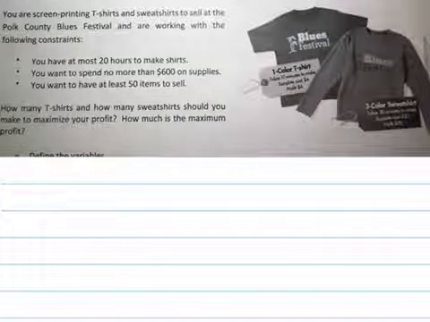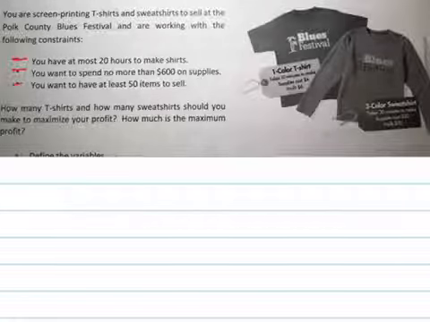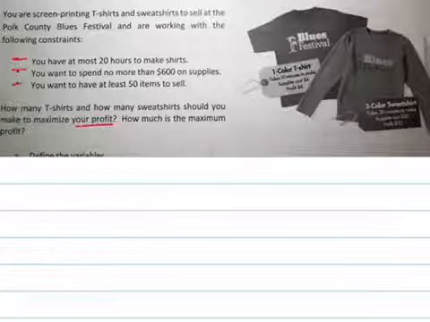Right, here's a classic linear programming problem. So what we need to do in linear programming, a quick review, is we're going to find constraints, and that's what these 3 bullet points are here. And then we're going to create a profit equation, and we're going to use those constraints to find possible points that could maximize our profit equation.